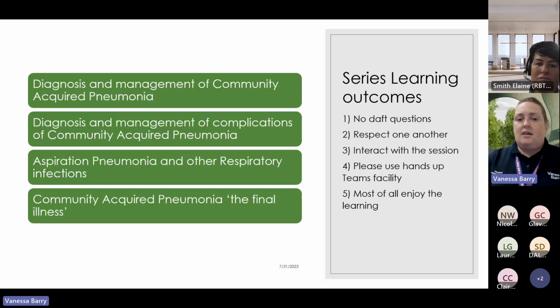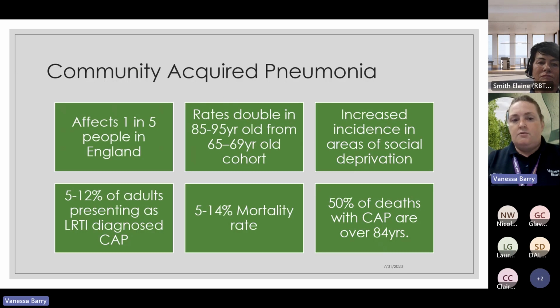Okay, so the series learning outcomes were to look at diagnosis and management of community-acquired pneumonia, diagnosis and management of complications of community-acquired pneumonia, aspiration pneumonia and other respiratory infections, and the final illness. So today we're going to be looking at this first section, and hopefully we'll shed some light on the others in later series.